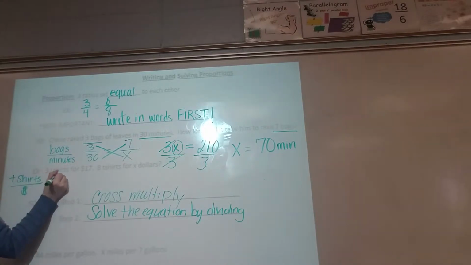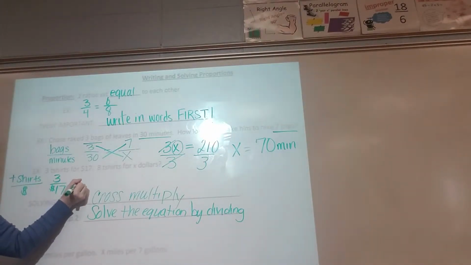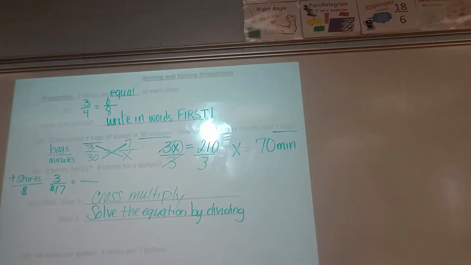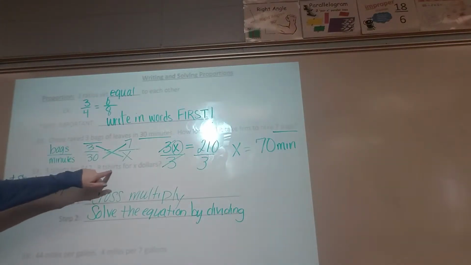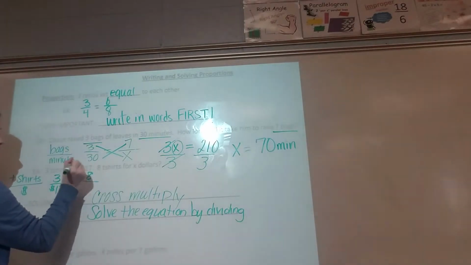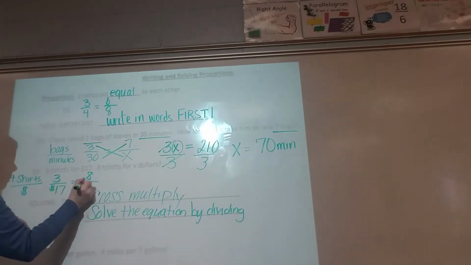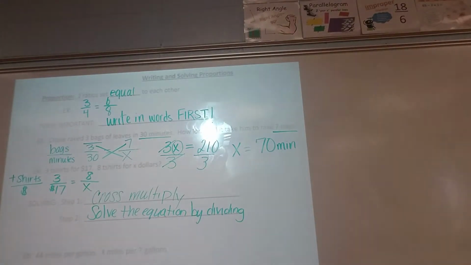3 t-shirts for $17. That's expensive. Okay? Now, our next says 8 t-shirts. So where does my 8 go? At the top. Okay, how do you know that? Because that's where t-shirts are, right? That's why we write it in words first. What goes on the bottom? Money. An X. Or a money sign, whatever you want. That's what we're trying to figure out.